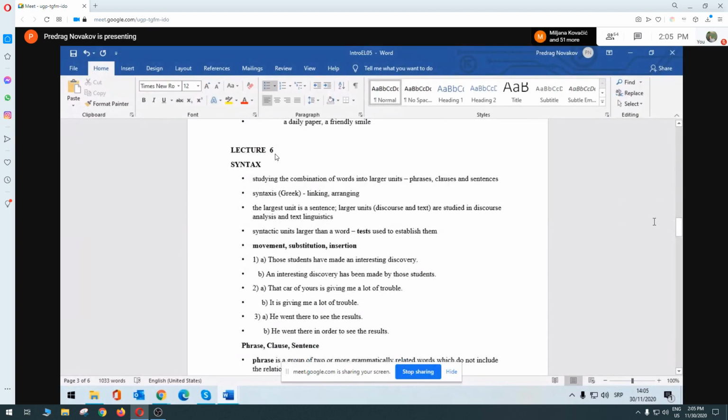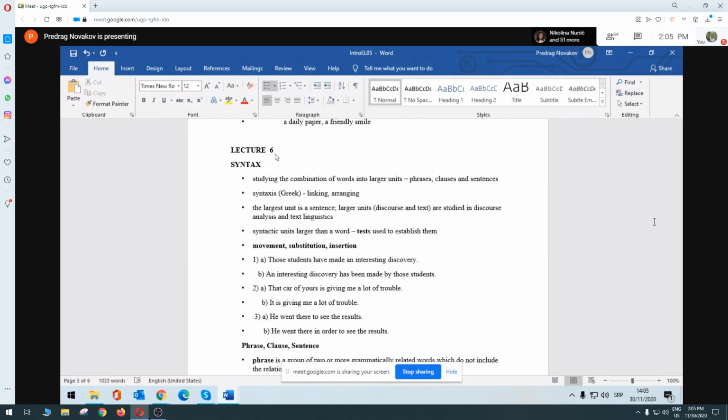You remember morphology, studying words, structure of words. We stopped at the level of words. Okay, now we have to go to syntax. You remember also that we have several levels of analysis. The first level was phonetics, phonology, studying sounds and phonemes. Then we have morphology, words. Then we have larger units in syntax.